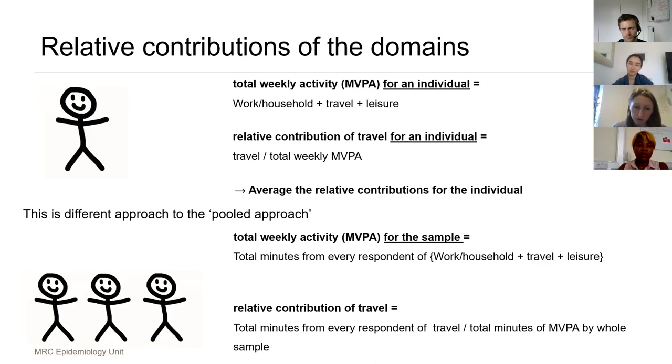The problem with that approach is that those that are doing really high volumes of activity count more, because they're contributing more of the information to this pooled data set. So it doesn't really cap the activity. If someone reports really, really high volumes of one domain, they could completely skew a sample. So that's the reason why we've gone with the first approach, this individual one, meaning that if someone reports a lot in one domain, all they're going to do is contribute 100% for one individual.